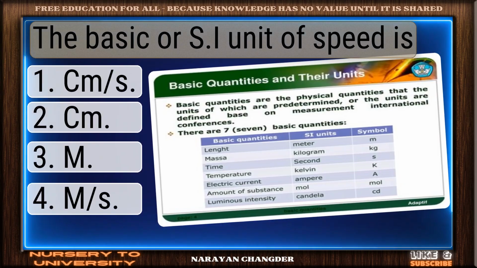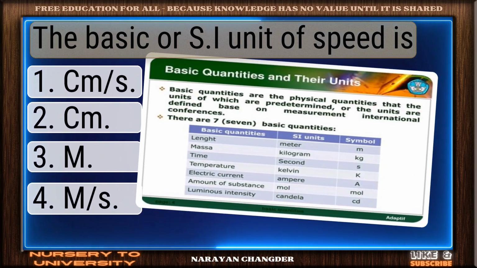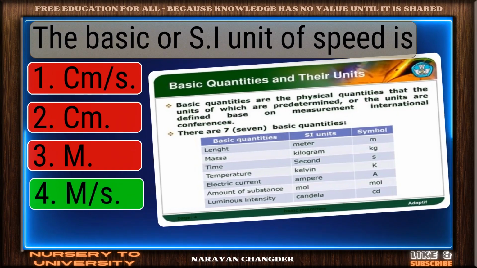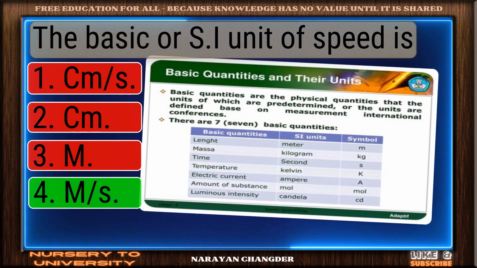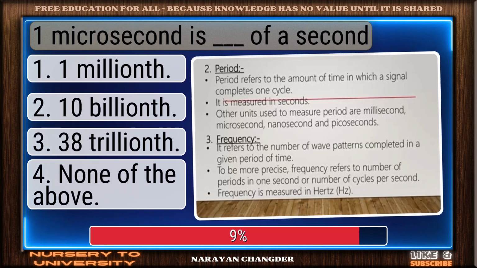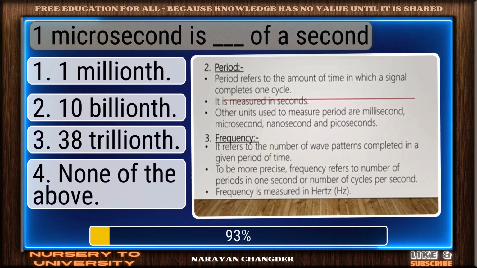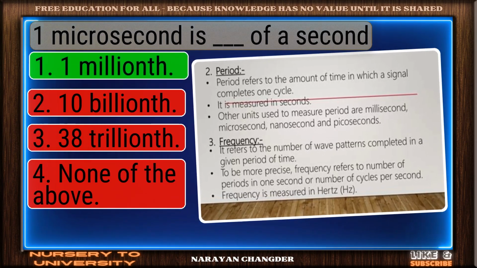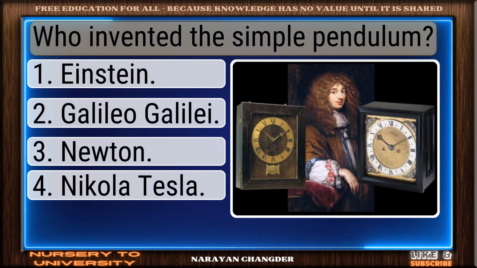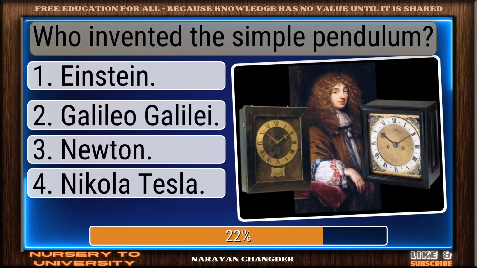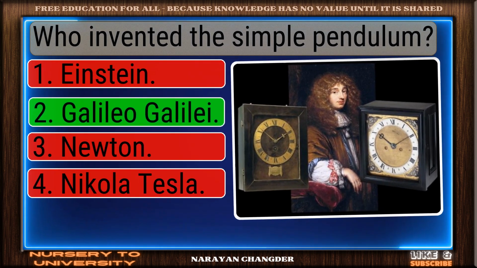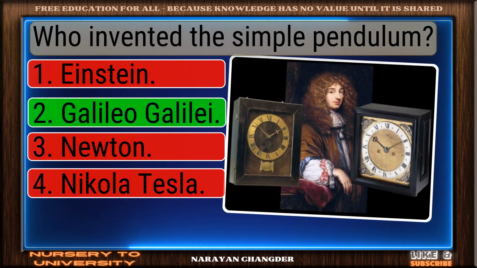Question number 168. The basic or SI unit of speed is. Good job. Your answer m/s works well here. Question number 169. Microsecond is dash of a second. Right choice. 1 millionth is the best answer. Question number 170. Who invented the simple pendulum? Great thinking. Galileo Galilei is the right choice.